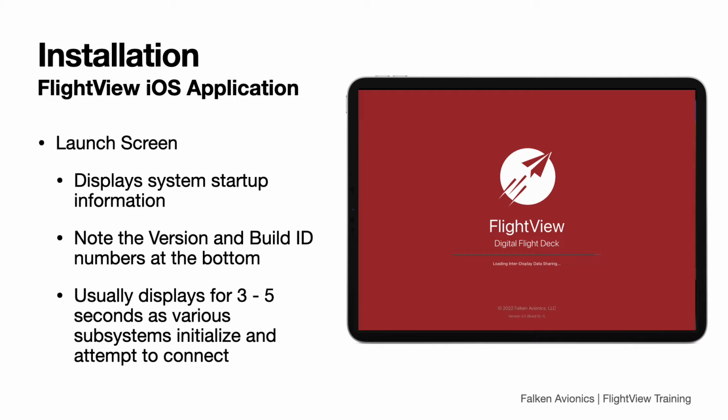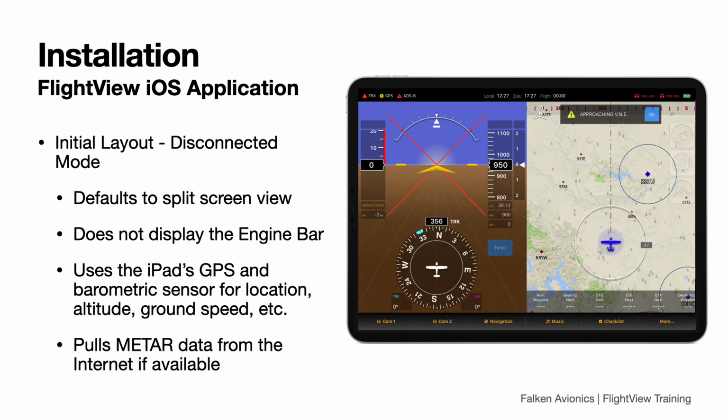If you ever need to open a trouble ticket, make sure you know what version and build you're running, as it makes it much easier for us to figure out what's going on. After the launch screen disappears, you'll see the FlightView interface. Keep in mind that you're seeing it in standalone mode, with no data from the FlightView hardware to drive it. The default view is a split screen, with PFD on the left and MFD on the right.